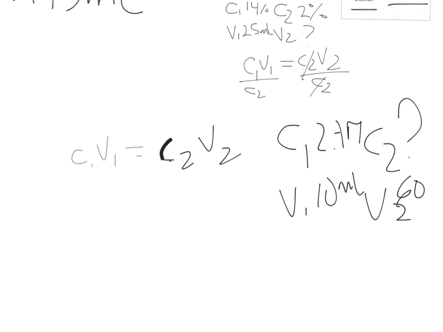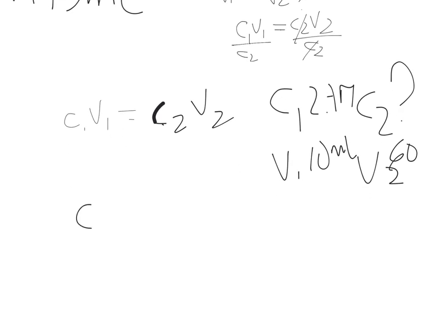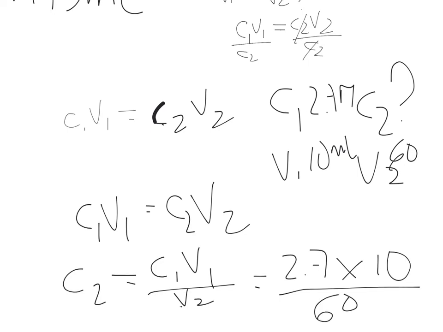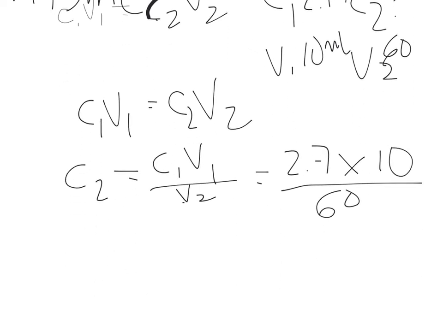So now we're going to solve for V2. C1V1 equals C2V2. V2 is equal to C1V1 over C2. Sorry, we're solving for C2. So this is C2, and this is V2. So we substitute, C1 is 2.7, V1 is 10, divided by 60. Do the calculations, and we end up with C2 equals 2.45 molar.